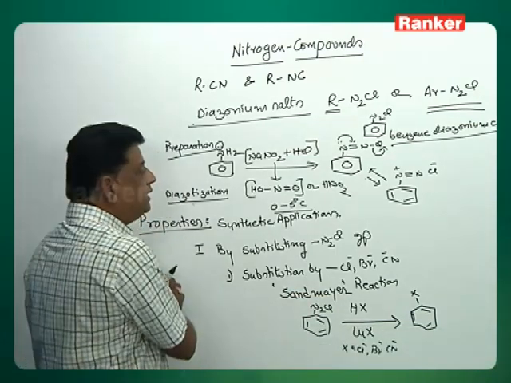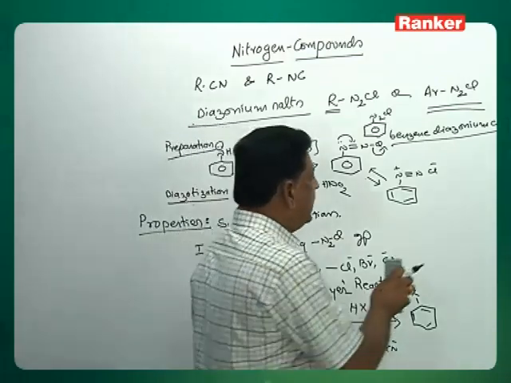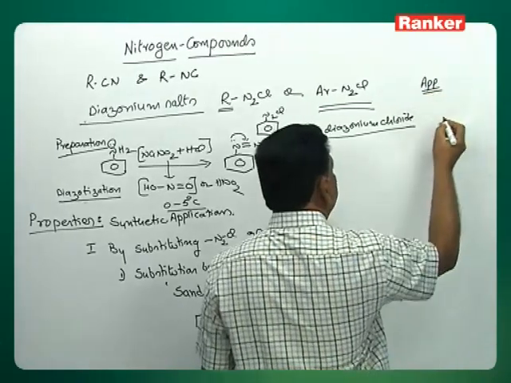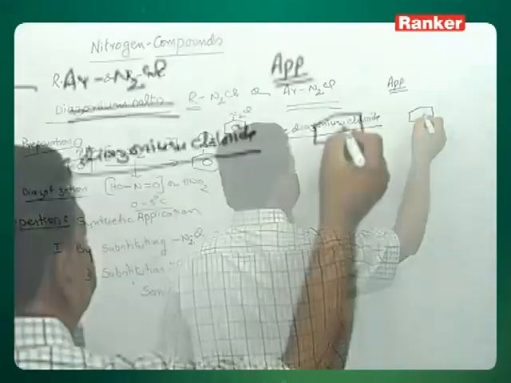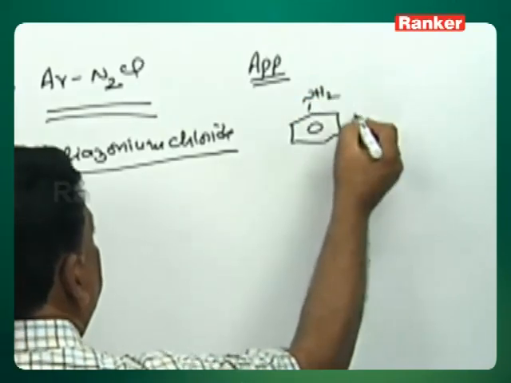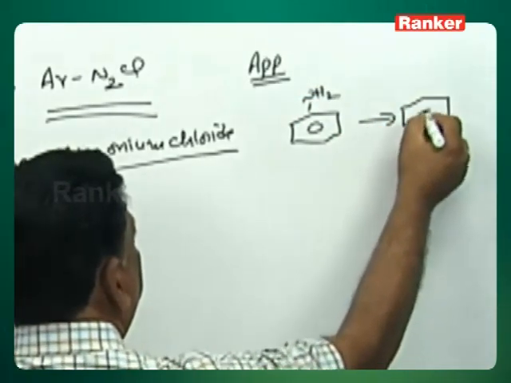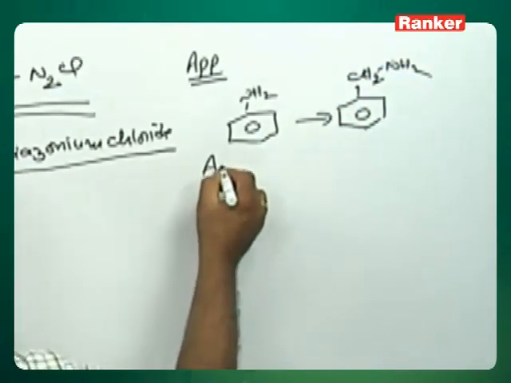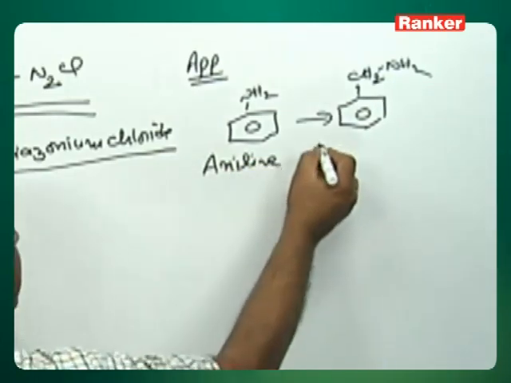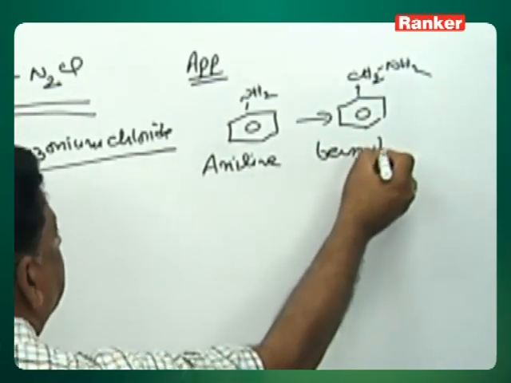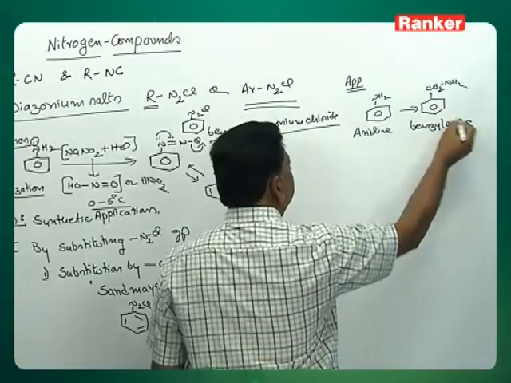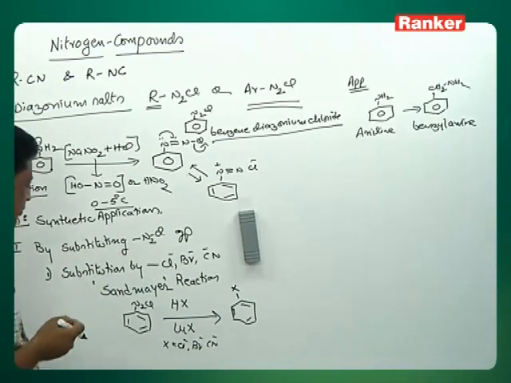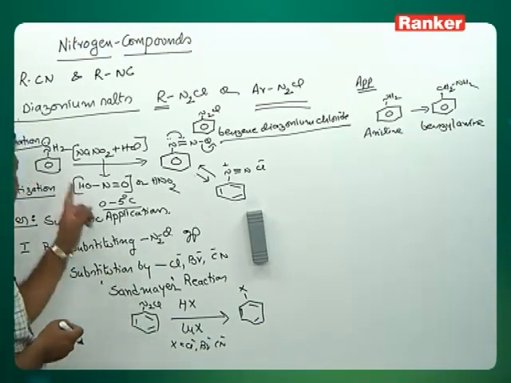Now, this reaction has some synthetic applications. You see how the reaction has an application. One of the applications is, how do you convert NH2 into CH2NH2? This is called aniline, and this is called benzylamine. So, this is a beautiful conversion. How do you convert aniline into benzylamine? How do you prepare this compound from aniline only?